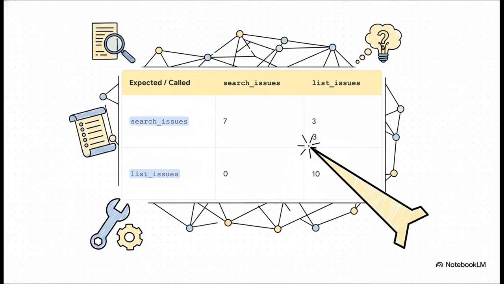Now, to really play detective and figure out why the AI is making mistakes, engineers use this awesome tool called a confusion matrix. It shows them exactly when the AI gets confused between 2 similar-sounding tools. In this example, you can see that when the AI was supposed to use search_issues, it got it right 7 times, but 3 times it got confused and used the similar list_issues tool instead. This gives engineers a laser-focused view of exactly what they need to fix.